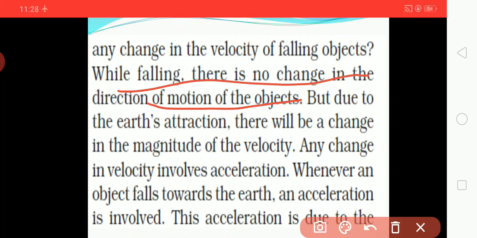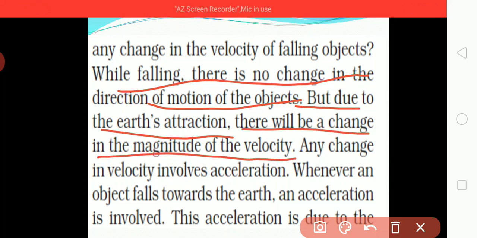But due to the earth's attraction, there will be a change in the magnitude of the velocity. Because of the earth's attraction, the magnitude of the velocity will change. And we know it very well: if the velocity is changing, then acceleration will be seen. Any change in the velocity involves acceleration.